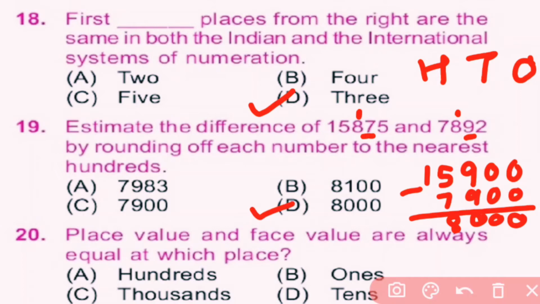Question number 20. Place value and face value are always equal at which place? At the ones place, place value and face value are always the same. So B is the right answer.